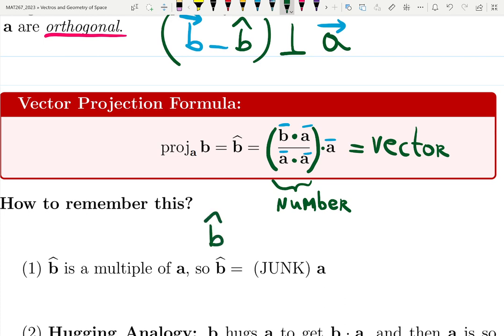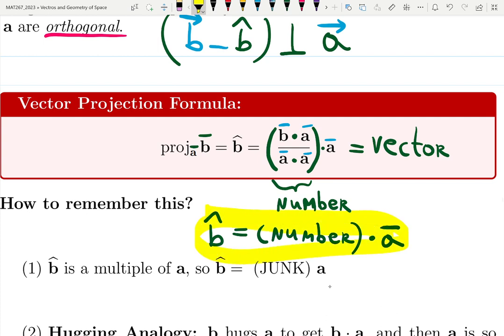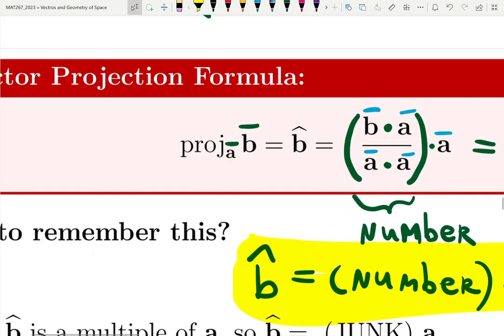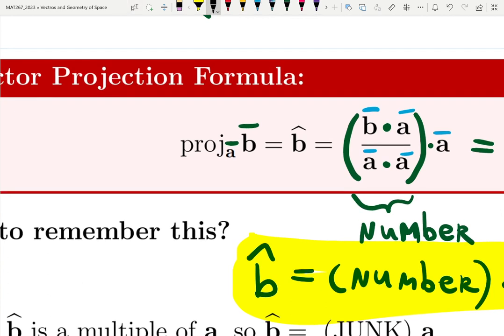So the projection of B onto A is B hat. B hat equals a number, or scalar, times A. How to memorize this? This is crazy. Too many A's, B's, and the order apparently might matter, might not. In this case, order doesn't matter. But this is the idea. Remember the order first. It's not always B on A. It might be A on B, C on D, so order matters here. The one that is projecting on top of another one goes first. That's how I remember it.